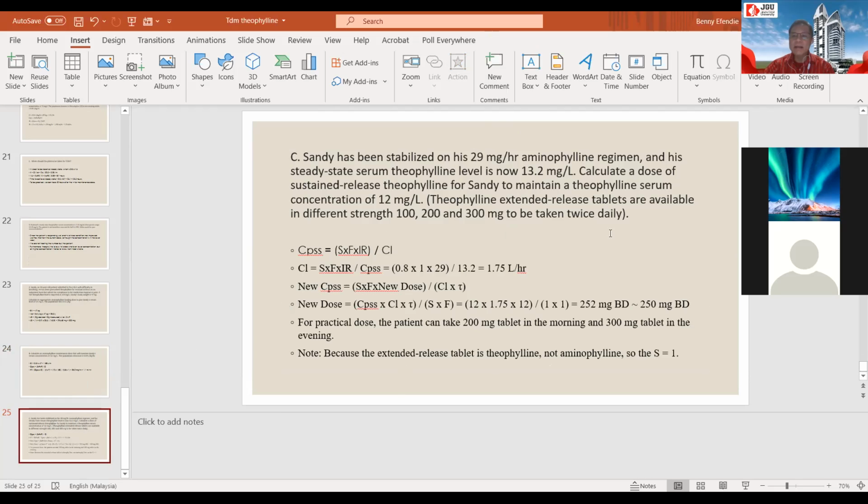I think this is the last slide. We have done our 2 cases as well. Do you have any question? No, it's okay. So kinetics is not difficult. These are quite simple calculations. But when you go into vancomycin and gentamicin, it can be more complicated.